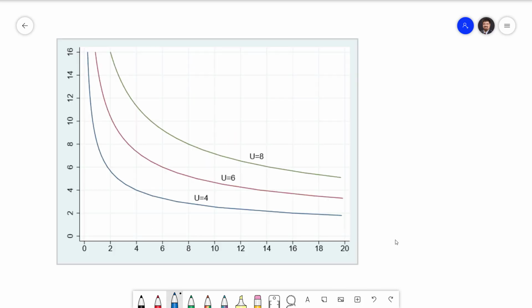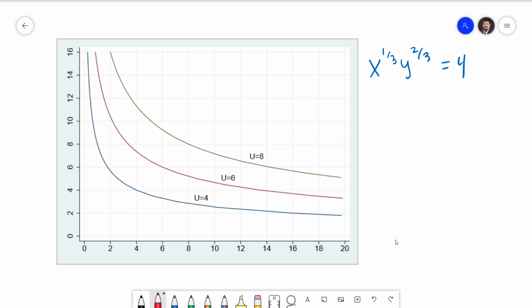The graph you see here shows three different indifference curves for our example utility function, x to the 1/3 times y to the 2/3. These three indifference curves each correspond with a specific level of utility. All the bundles on the blue indifference curve give our consumer 4 utility. All of the points on that curve satisfy this equation: x to the 1/3 times y to the 2/3 equals 4. So if we took any of the points along that blue curve and plugged them into this equation, it would come out as 4.